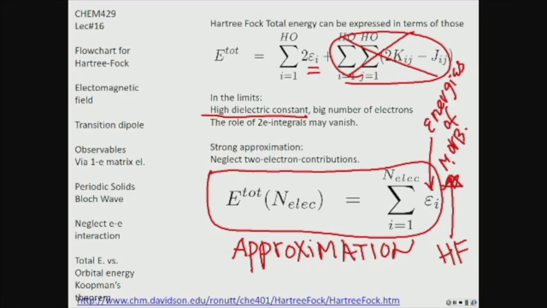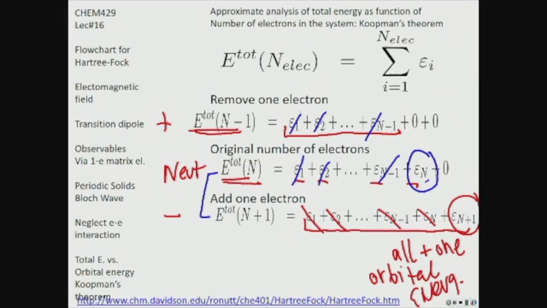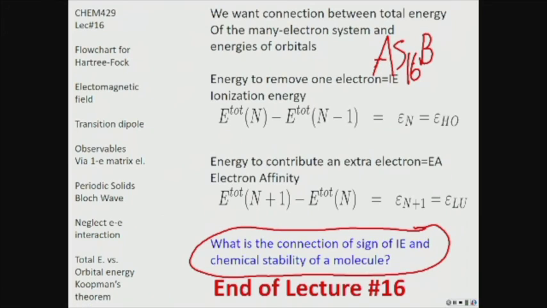So if you neglect electron interaction, the total energy is a summation of occupied orbitals, and then we have neutral, anion, and cation, and by subtracting pairwise energies, we can estimate the energy of electron affinity and ionization energy. This was Koopmans' theorem. This was a lecture with a brief overview of observables.